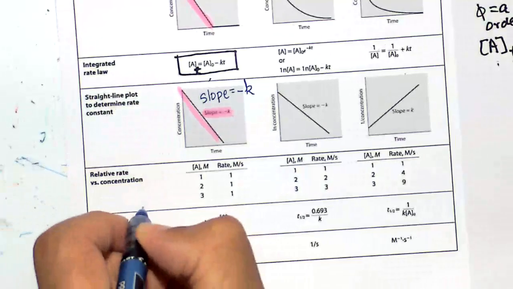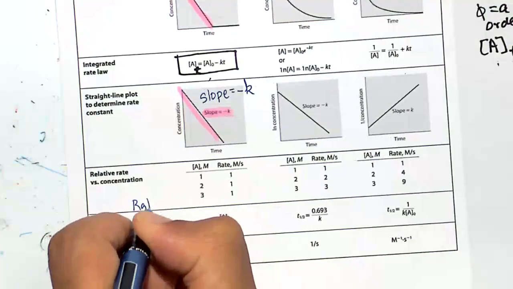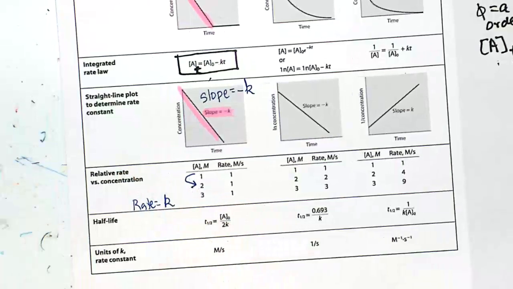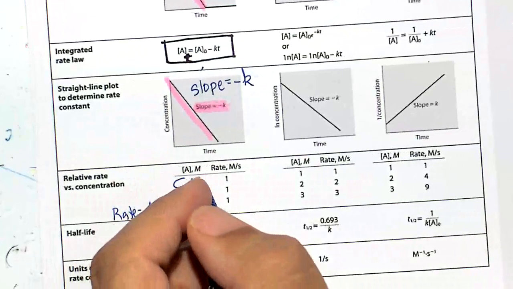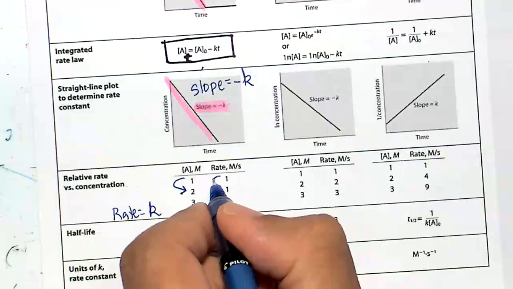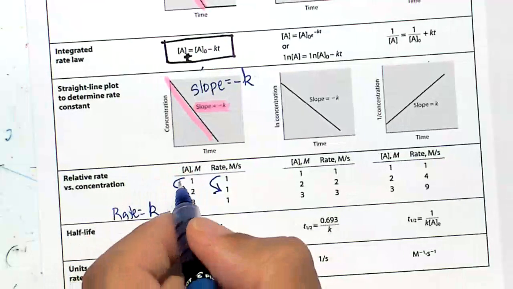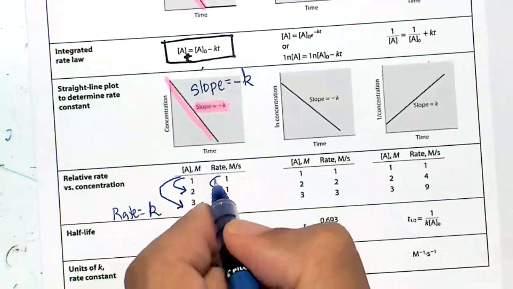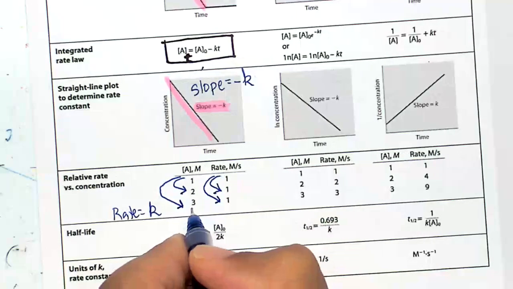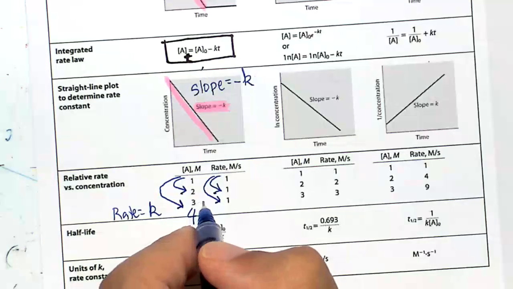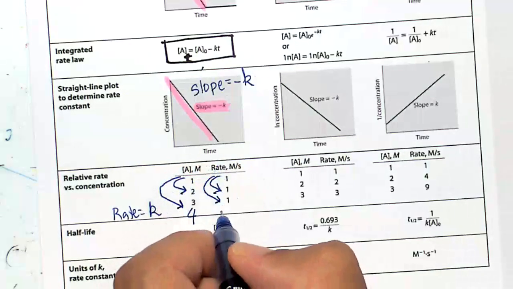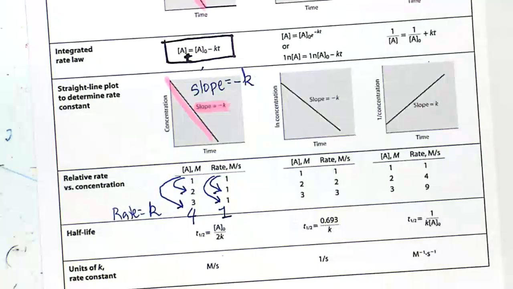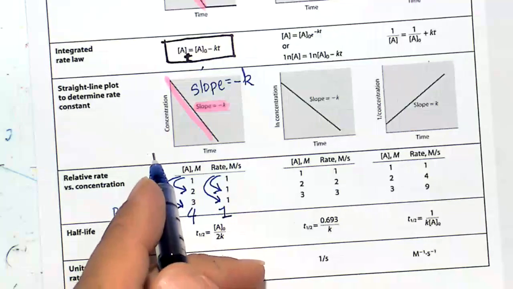So if the rate is equal to k, zero order decay for the reactant, if we double the starting amount of A, how fast does the reaction go? It stays the same. If we triple the starting amount of A, how fast does the reaction go? The same. If we quadruple the starting amount of A, how fast does the reaction go? The same. That is for zero order decay.